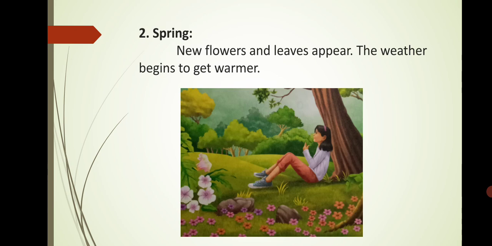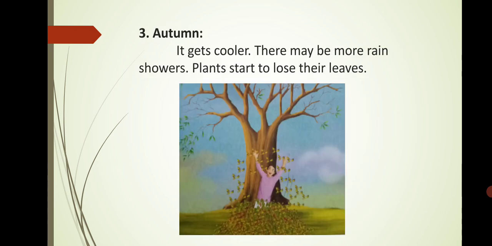Spring. The third season is autumn. What happens in the autumn? It gets cooler. अब क्या होता है, थोड़ी सी सर्दी होना शुरू हो जाती है. And there may be more rain showers. बारिश भी ज़्यादा होती है. Plants start to lose their leaves. और क्या होता है, पत्ते गिरने शुरू हो जाते हैं. Leaves fall down. Autumn में क्या होता है, पत्ते गिरते हैं और it gets cooler. और थोड़ी सी सर्दी होनी शुरू हो जाती है. This season is called autumn.